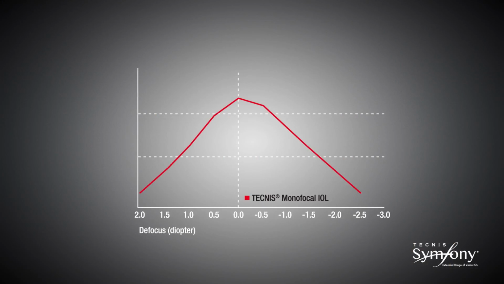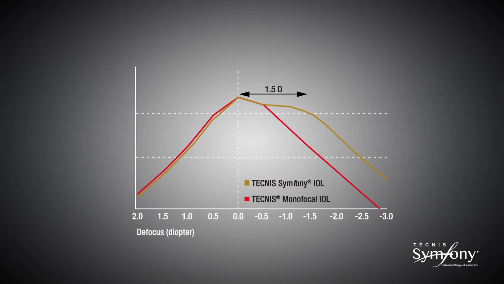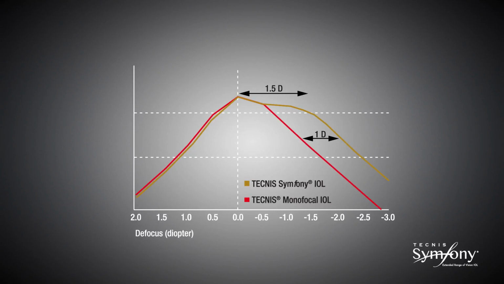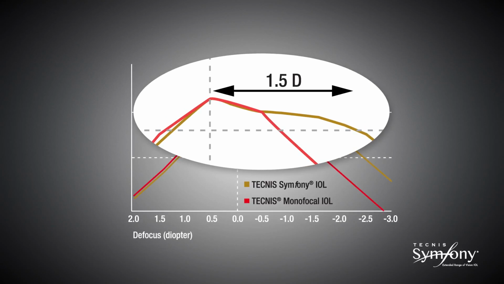Because of its elongated focus, the Tecnis Symfony IOL delivers high-quality vision through 1.5 diopters of defocus and an increase of 1 diopter range of vision throughout the defocus curve compared to a monofocal IOL. The plateau of the defocus curve demonstrates the extended range of vision of the Tecnis Symfony lens.